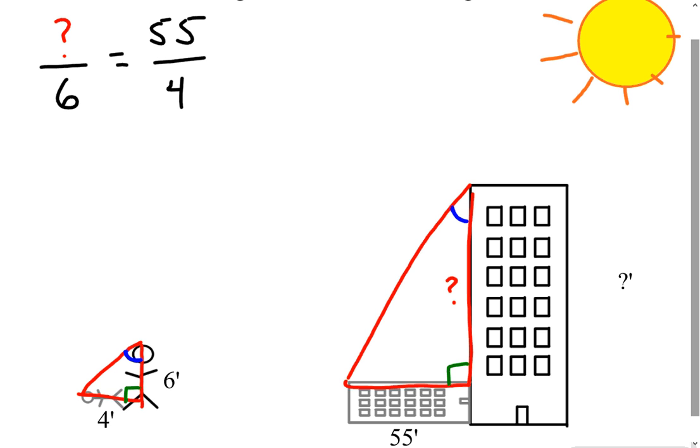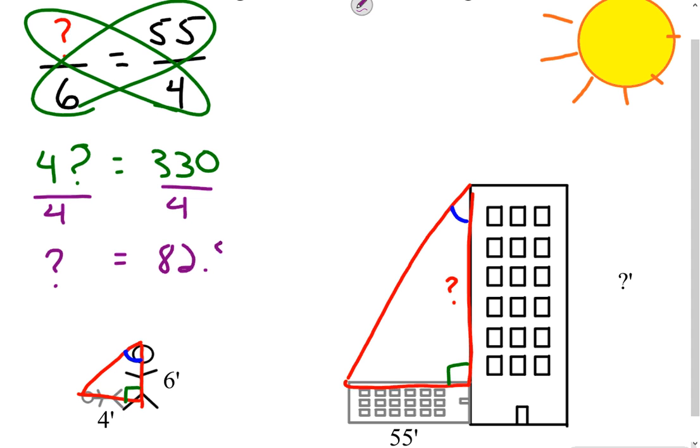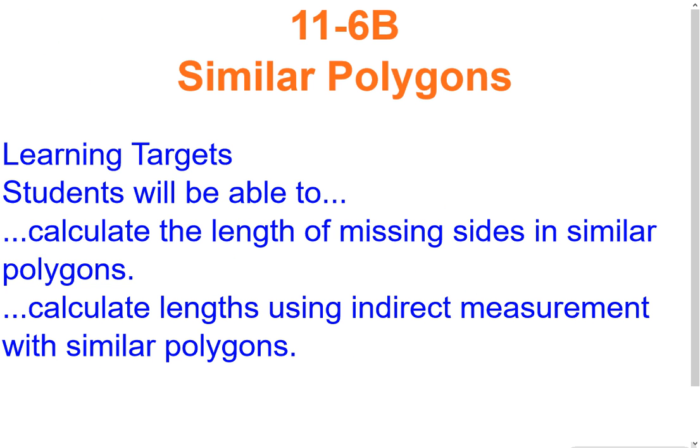And now we solve our proportion. So we have our 4 times question mark equal to 6 times 55, which is going to be 330. And then we will divide both sides by 4. And we just figured out that our question mark, or the building height, is 82.5. And the label on that is, notice the little apostrophe, that means feet. So we just figured out the height of that building without actually using a tape measure. And that's going to conclude this lesson on similar polygons.